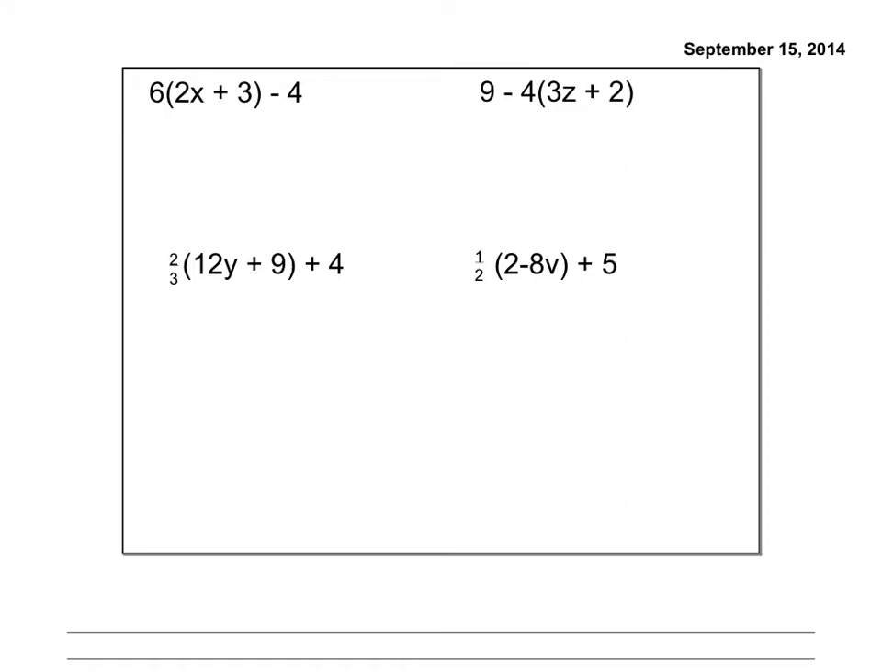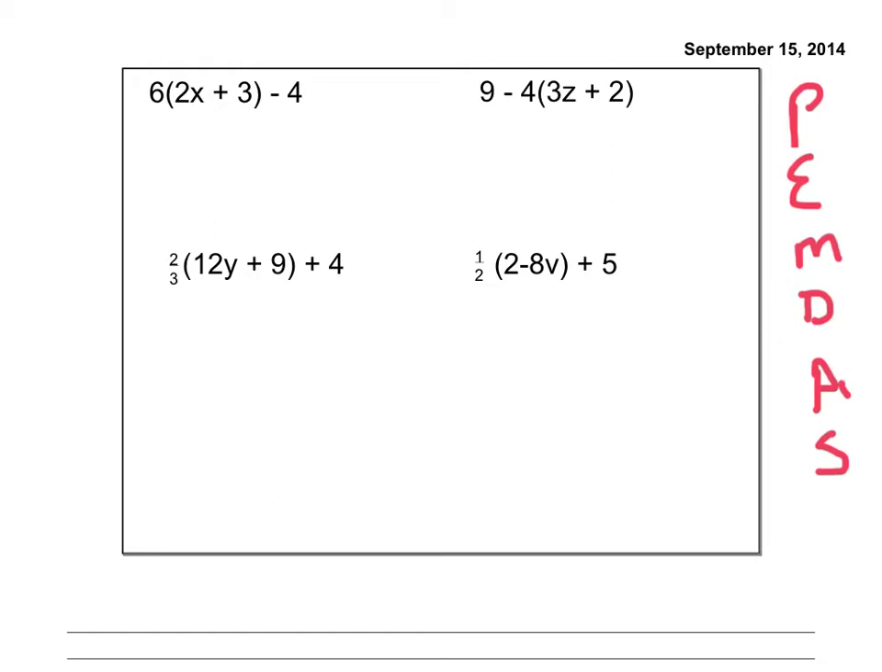Okay, let's use the distributive property and the order of operations to be able to simplify some algebraic expressions. Remember PEMDAS, let's write that down. PEMDAS, remember, is how we use the order of operations for solving arithmetic problems. So let's remember that we have to take care of parentheses first, then exponents, then multiplication, division, addition, and subtraction.